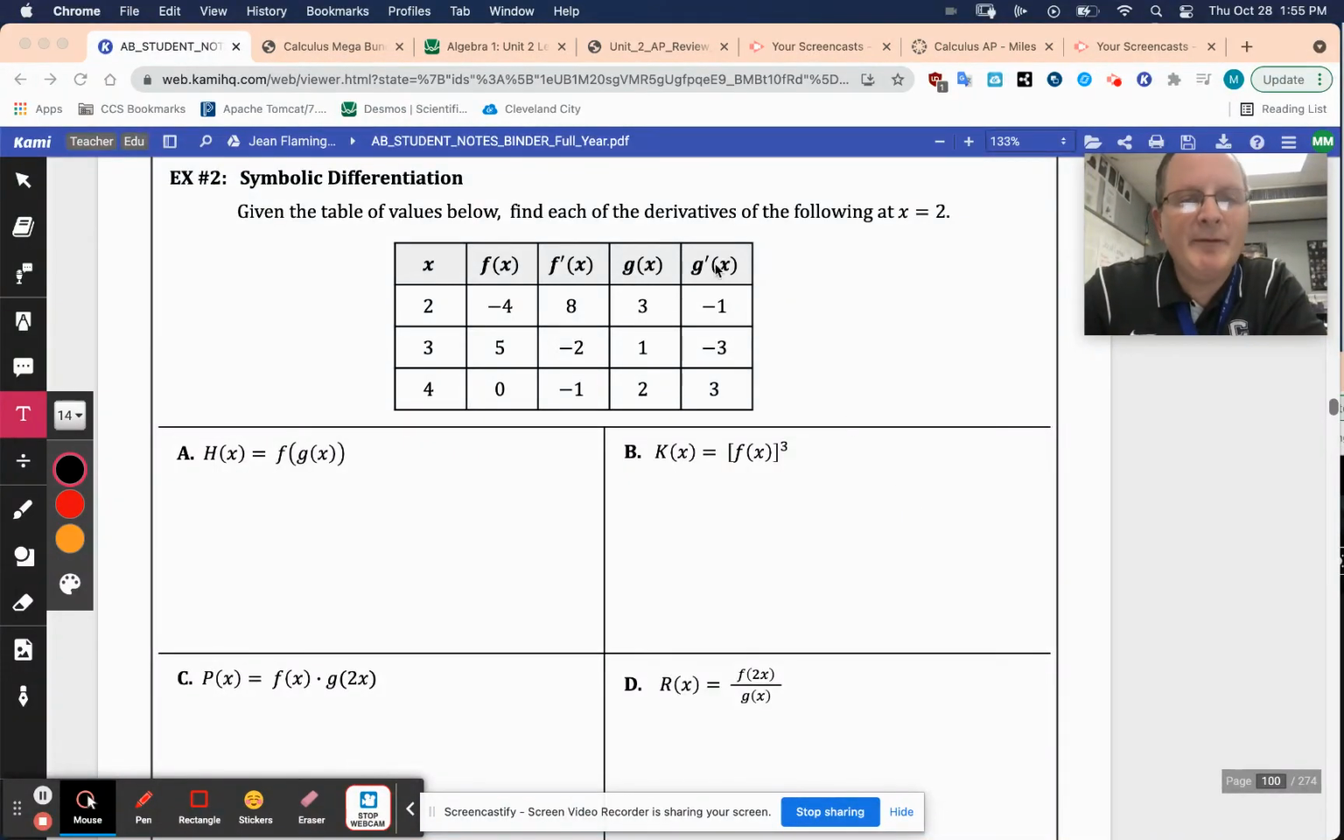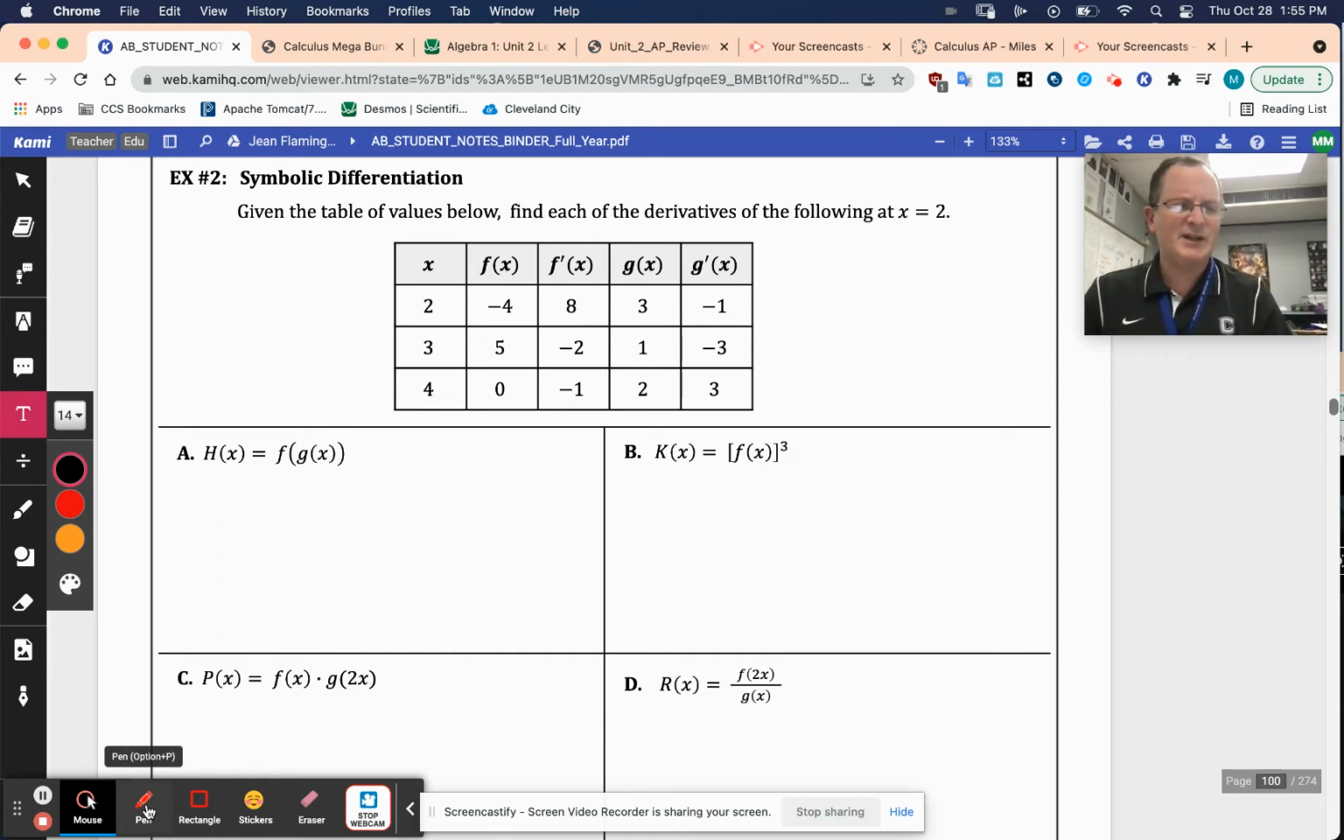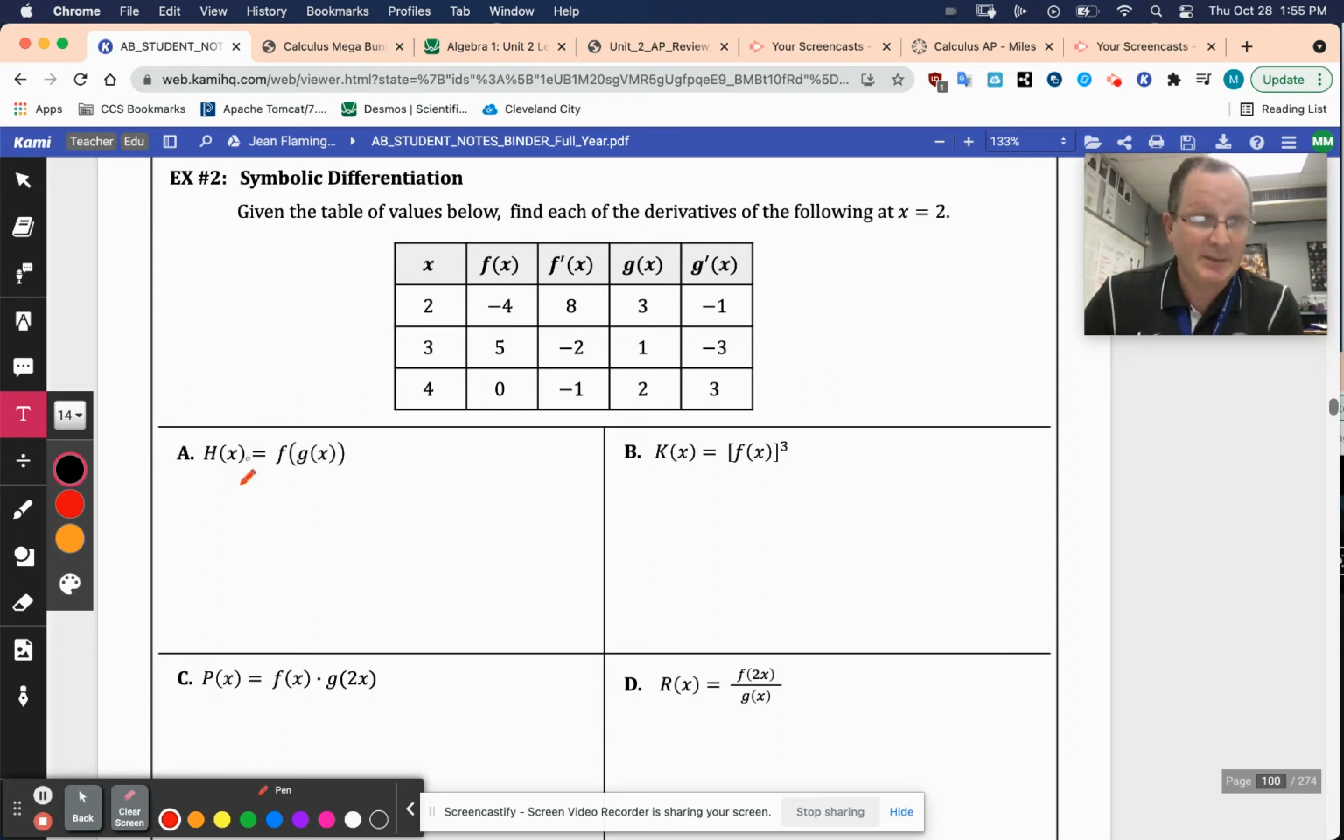Okay, all right, so we have a table of values, and we've got different functions here, and it wants you to evaluate each of these particular derivatives when x is 2. So they better give us enough information, and I guarantee you they do, for us to be able to do it.